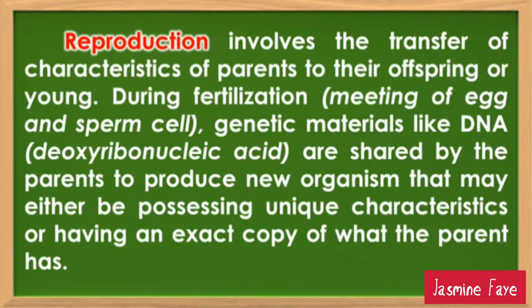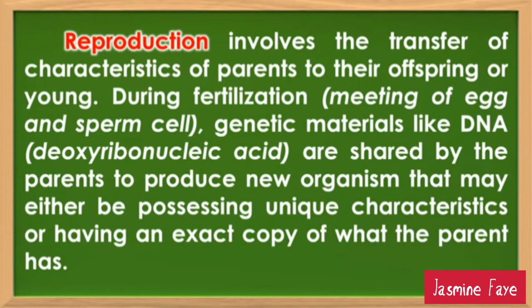Reproduction involves the transfer of characteristics of parents to their offspring or young. During fertilization or meeting of egg and sperm cell, genetic materials like DNA are shared by the parents to produce new organisms that may either be possessing unique characteristics or having an exact copy of what the parent has.